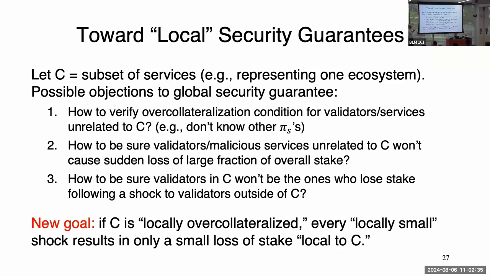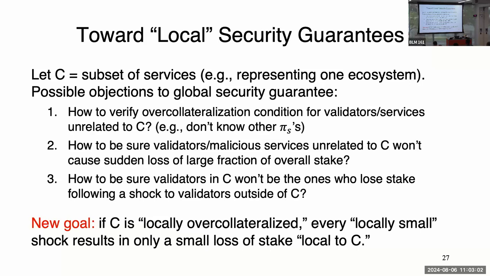So the goal is to have an analog, really a generalization of the guarantee I already showed you. Instead of saying that if the network is over-collateralized, then small shocks can only result in small loss of stake, we want to say if we have a network and a subset of services so that the services are locally over-collateralized, some condition they're in a position to check, then every shock in their neighborhood, which is small, can only lead to an overall loss of a small amount of stake in their neighborhood. Okay, that's what we want to drive toward.